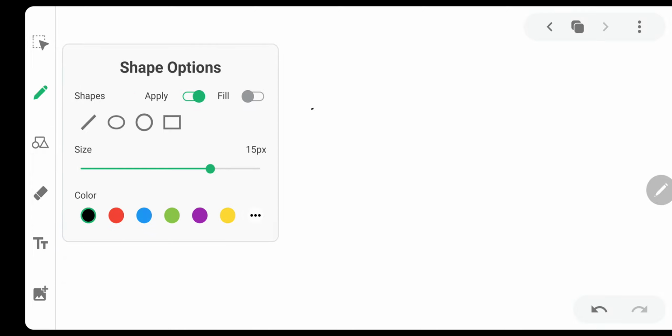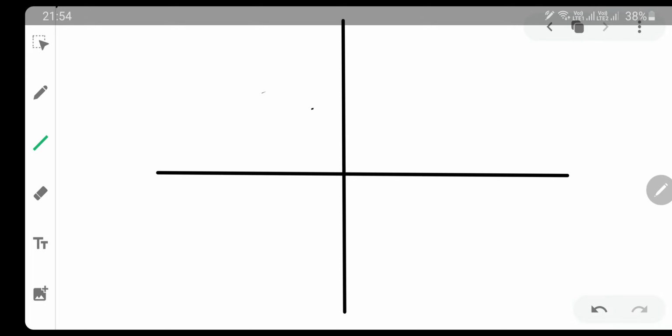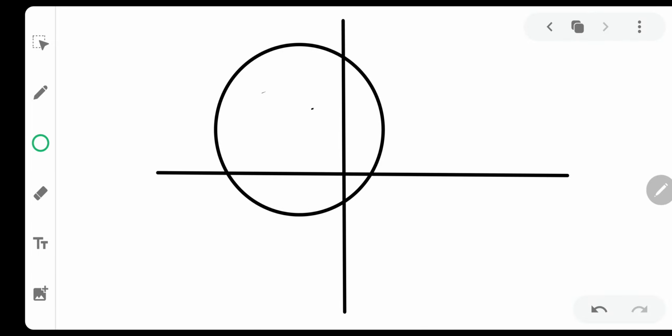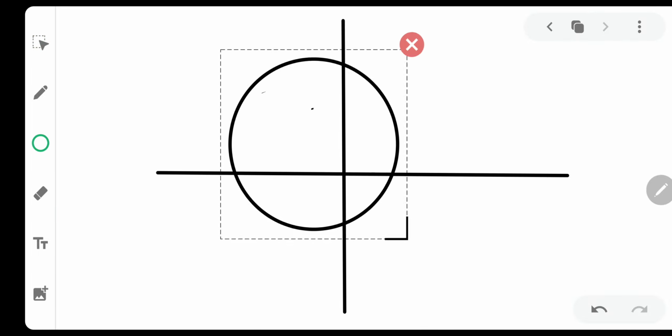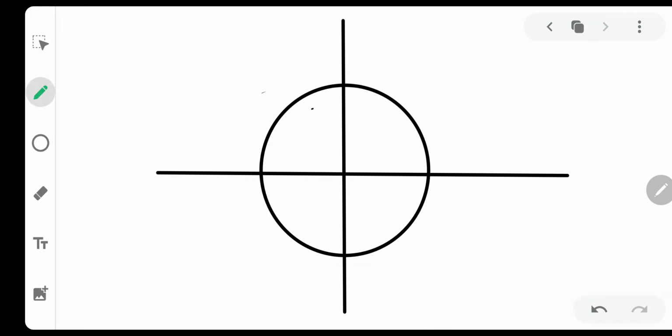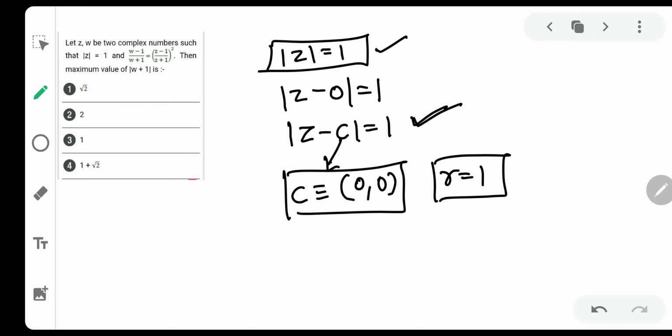So let us first draw it. Let us draw the coordinate axes first, and now let us draw the circle. Okay, so this is our circle. Let me just shift this so that its center is at the origin. Now let us name the points. This is (0, 0), this is (1, 0), and this is (−1, 0). Now every point on this circle is actually a point z which satisfies mod z equal to 1.